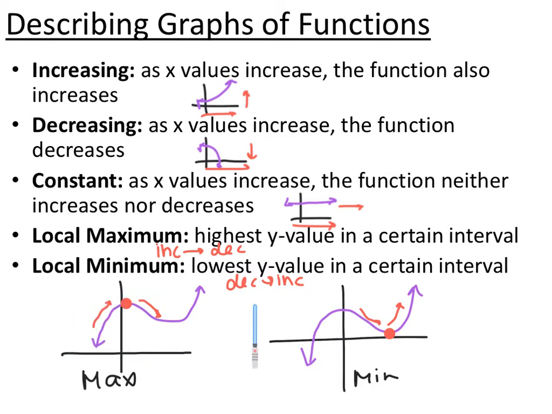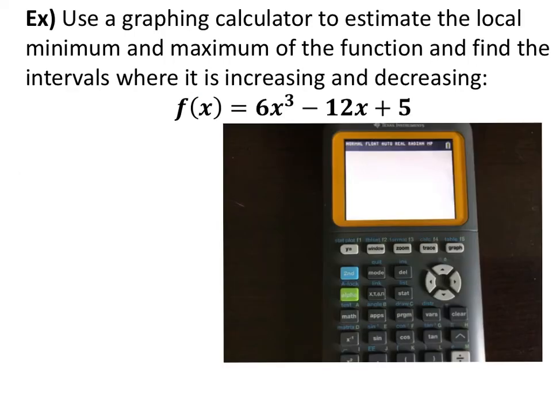A local minimum is the lowest point, or anywhere that your graph goes from decreasing to increasing. So the lowest point in a certain interval. Again, there could be 0 local minima, or there could be an infinite number of local minima. So you can use your graphing calculator to estimate local max and local min of a function and use that to help you find the intervals for which the function is increasing and decreasing. So here's a video of me using a graphing calculator to find a local maxima.